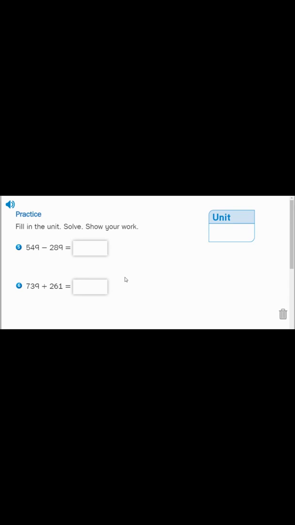What we have today is just a review of addition and subtraction in 3-digit numbers. So we're going to start off with the subtraction right here. We're going to put them above each other like normal, because I feel like it's easier that way. 549, and we're subtracting 289 from that. Remember, at any time, if I have a bottom number that is bigger, I must borrow. Bottom bigger, borrow. 9 minus 9 is 0.